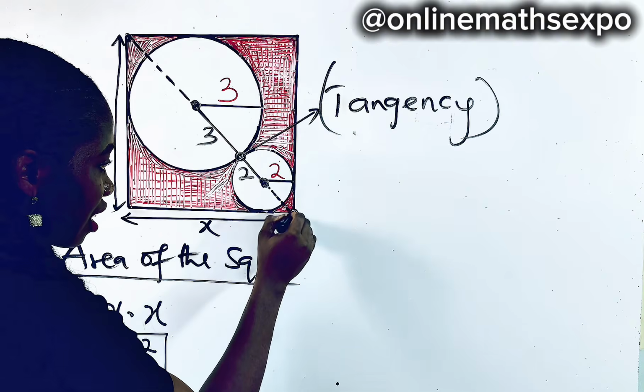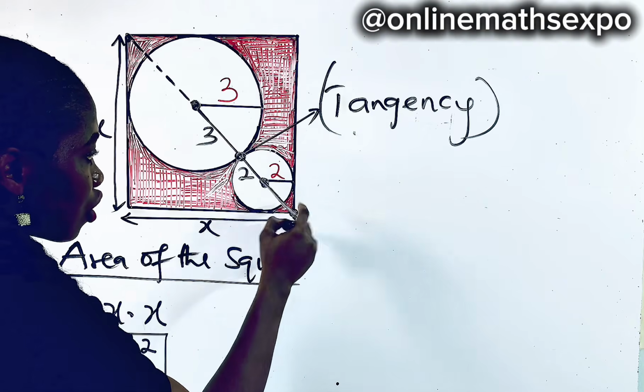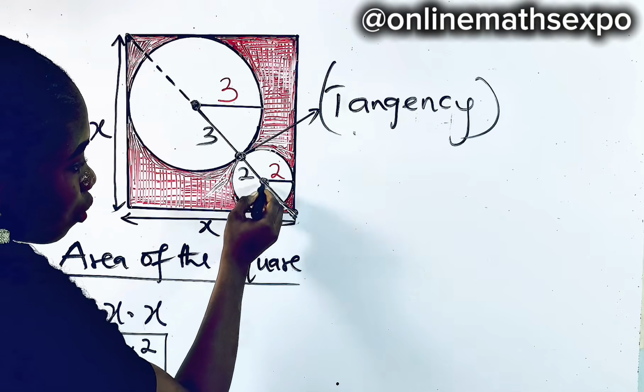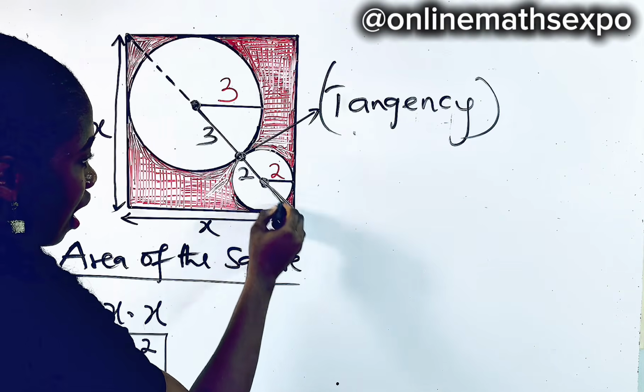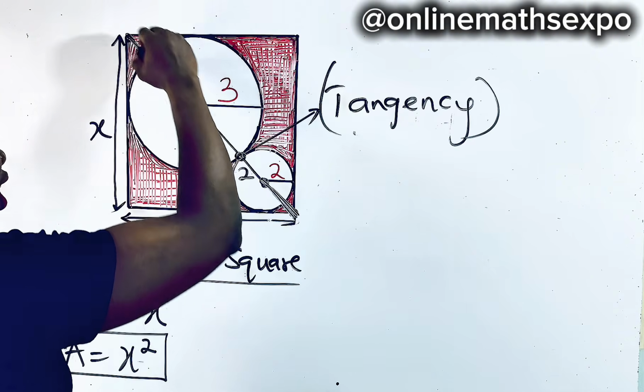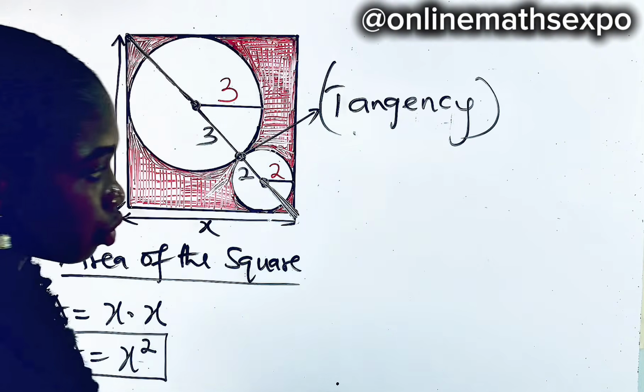Please note that this length from here to here is not the same as the radius. You see that there is an extension here. So we need to know this total length and also know this total length for us to find the value of x. Now, what do you do?